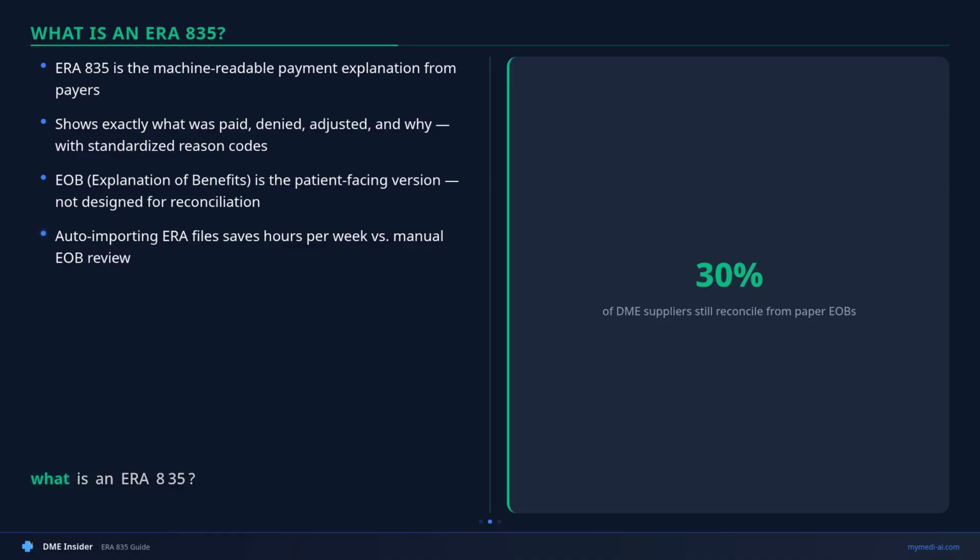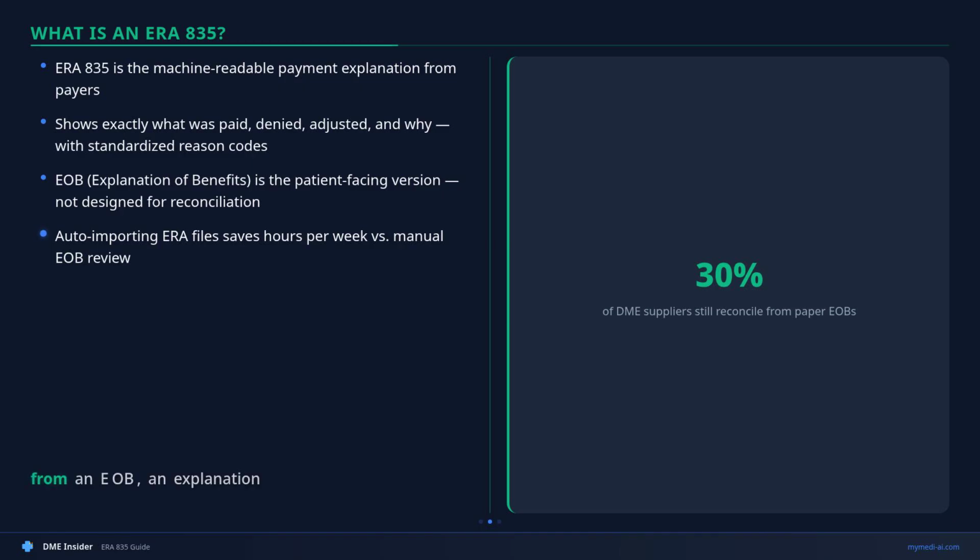Section 1. What is an ERA 835? ERA stands for Electronic Remittance Advice. The 835 refers to the X12 transaction set. It's the standardized electronic format that payers use to explain their payment decisions. Think of it as the machine-readable version of what happened to your claim. It tells you exactly what was paid, what was denied, what was adjusted, and why, using standardized reason codes that your billing system can auto-process.